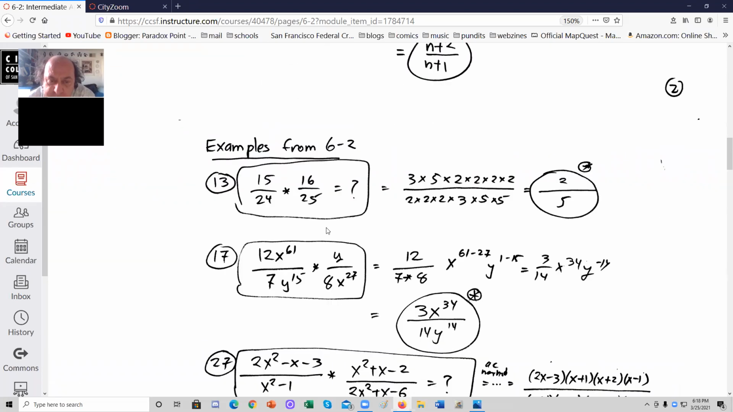Some more examples. Here we're just multiplying out plain old rational numbers. And let's see, 15 over 24 times 16 over 25. 15, that's 3 times 5. 16 is 2 times 2 times 2 times 2. 24 is 2 times 2 times 2 times 3, 8 times 3. 25 is 5 times 5. Okay, the 3 cancels. This 5 cancels. These three 2's cancel. We're left with 2 over 5.